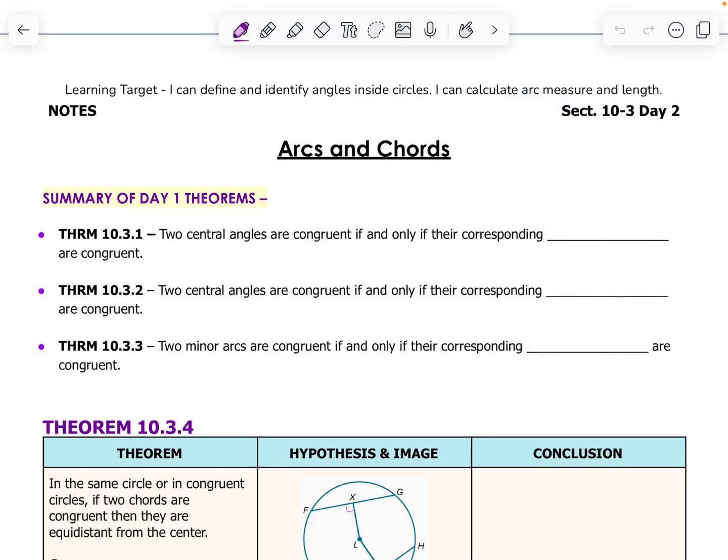Hello everyone. We are going to be covering section 10-3, day 2. You're going to need to have your note packet out and a pencil and calculator ready to go.